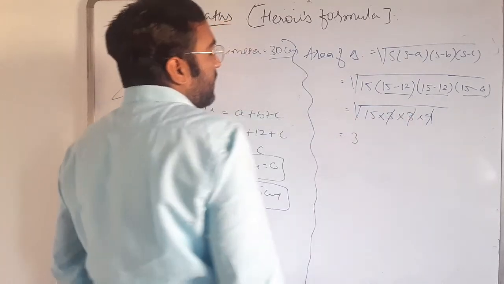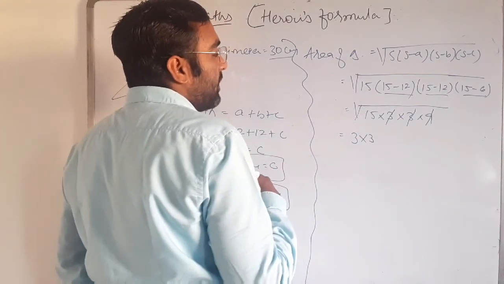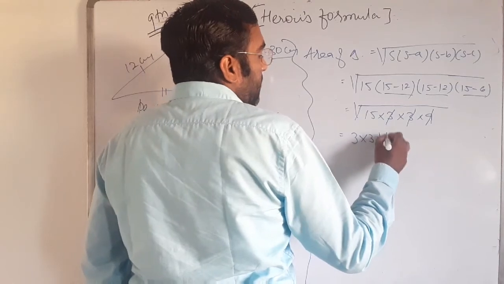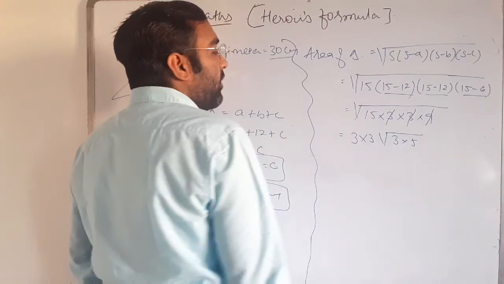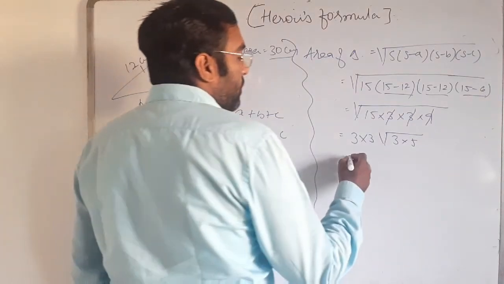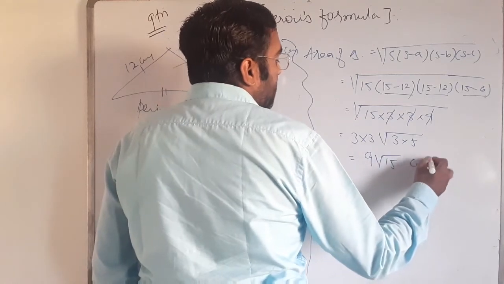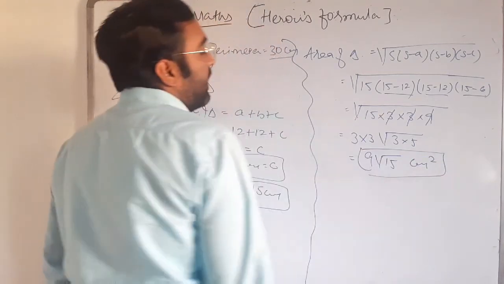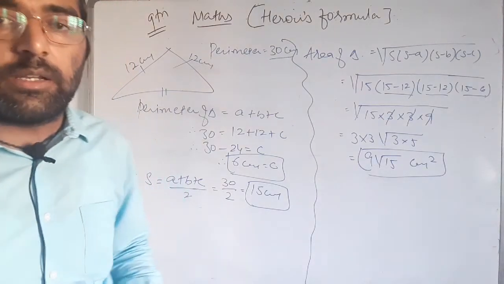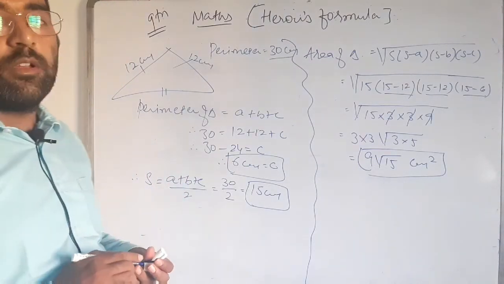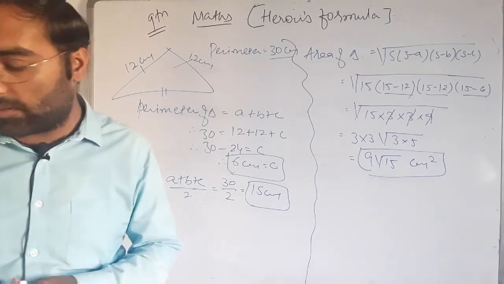So take out 3 as it is. There is a pair of 3s, so we take one 3 out, and there is a 15. The factors of 15 are 3 into 5, so there is no pair formed here. So we write 3 times 3 is 9, and root 15 as it is, centimeter square. So the area of the triangle is 9 root 15 centimeter square. Okay, clear students? Please write fast.